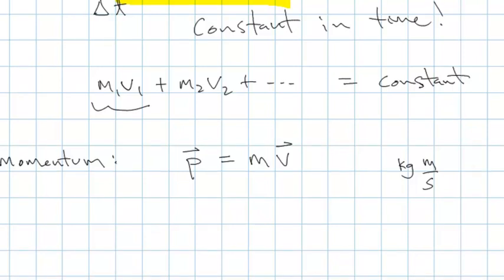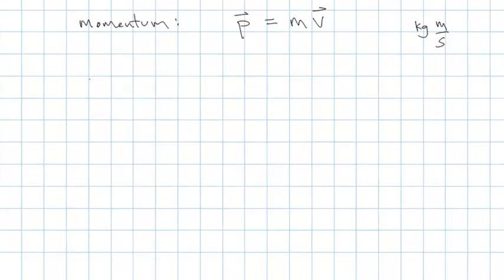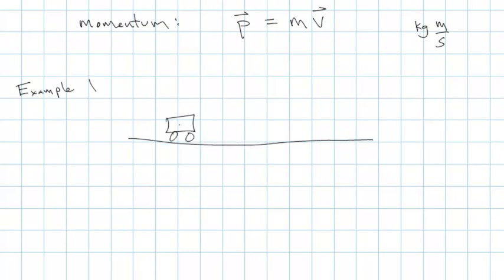Okay, let's take a look at a quick example of when we would use this. I'll go into more details about different situations in the next video. But let's look at some simple examples. Let's say we have cart 1, cart 2, and let's make cart 2 initially at rest and cart 1 initially moving to the right with some velocity. How about 2 meters per second? And let's make both of these carts the same mass. How about half a kilogram?